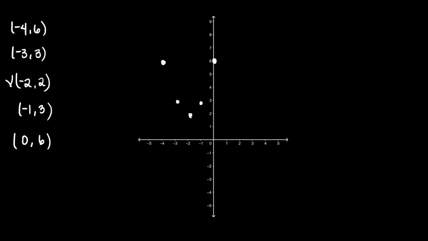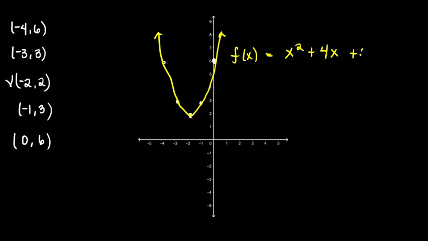There. Now that we are done plotting the points, we are ready to connect these points using a smooth curve. Just connect the points like that. And there you have it. You have the graph of your function. So this function is f of x equals x squared plus 4x plus 6. That's it. That's how you graph a quadratic function.